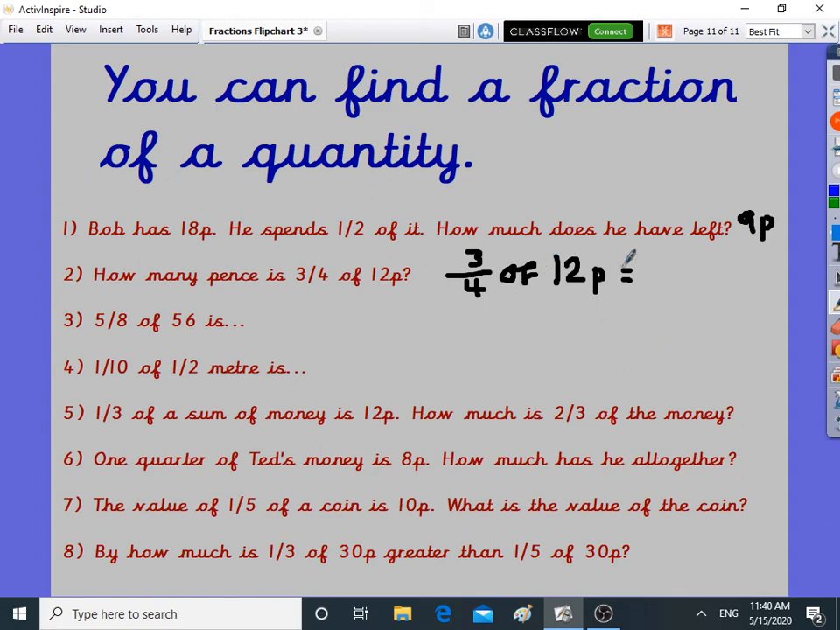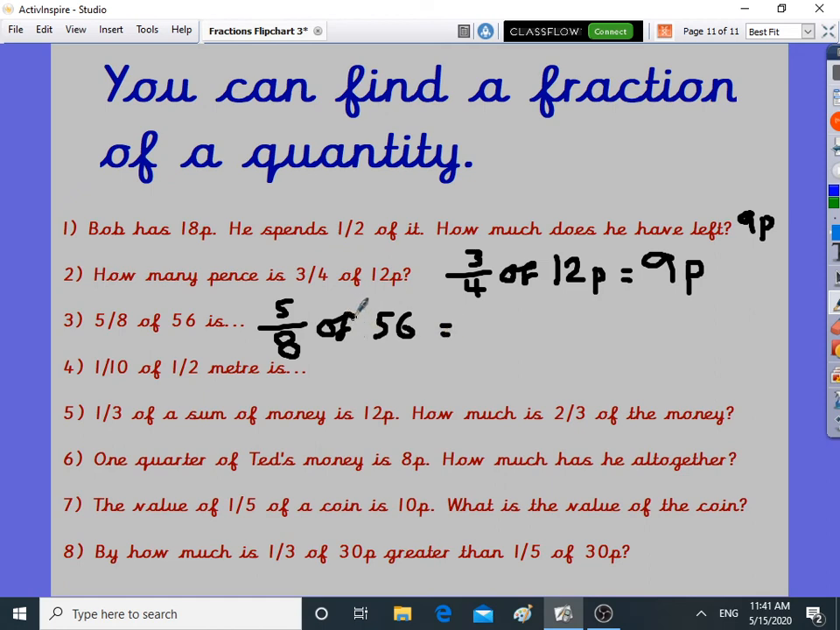So 3/4 of 12p. Divide by the bottom, times by the top. 12 divided by 4. 4, 8, 12, that's 3. Then I've got to get that 3 and times it by this 3 that's on the top. 3 times 3 is 9. So 3/4 of 12p is 9p. Number 3, 5/8 of 56. This will work because 56 is in the 8 times table.